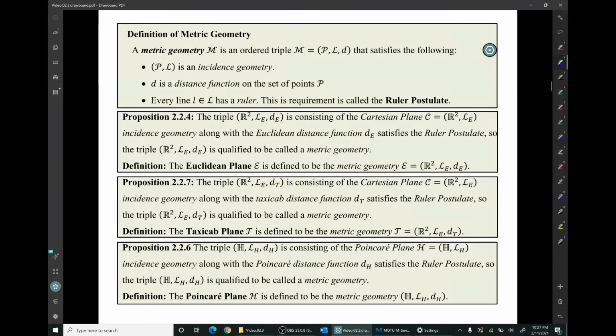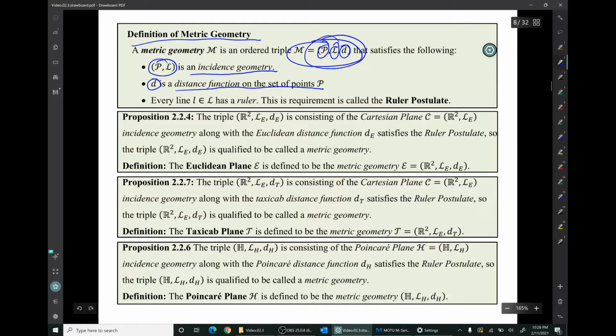Now recall the definition of a metric geometry. A metric geometry is an ordered triple of 3 things: a set of points, a set of lines, and a distance function that satisfies this list of requirements. The set of points and the set of lines is qualified to be called an incidence geometry, and D is qualified to be called a distance function on the set of points, and the triple has to satisfy this third requirement that every line has a ruler. In other words, every line has one of those special functions that satisfies the requirements to be called a ruler function. This requirement is called the Ruler Postulate.